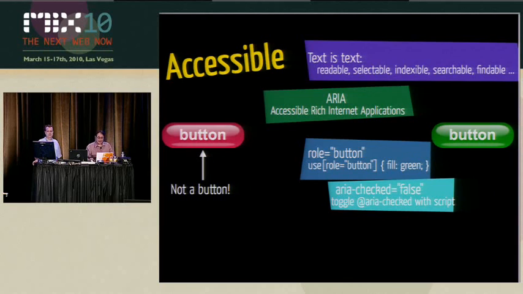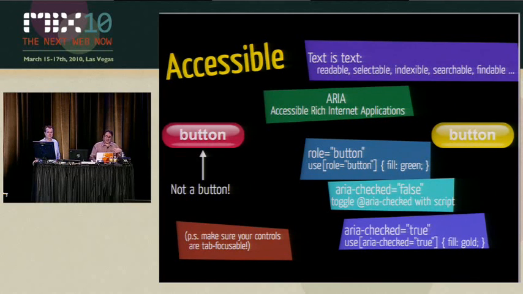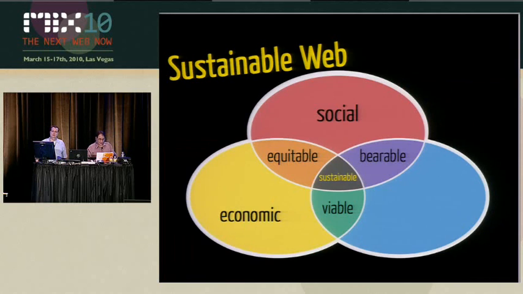Okay? So there's also a property called ARIA checked, and that says, has this control been activated? If it's not activated, then it doesn't do anything special. But you can toggle that via script. And when I toggle that, ARIA checked equals true. Suddenly, I have another CSS rule, and it says fill equals gold. So I'm changing this just with CSS. And also, for accessible things, make sure that all your controls are tab focusable. That's just a little gimme.